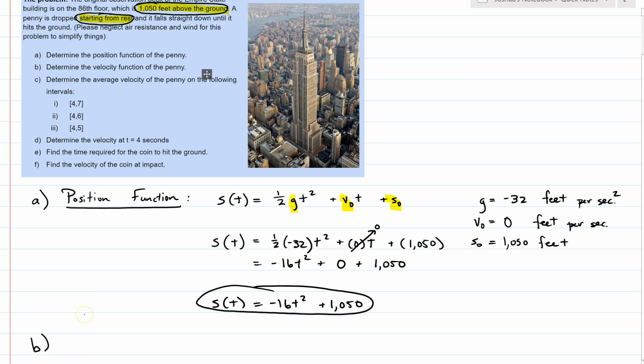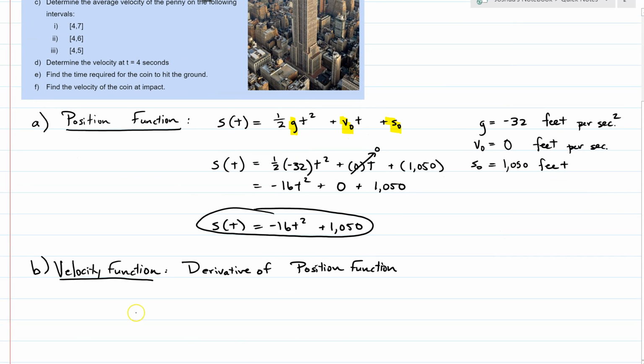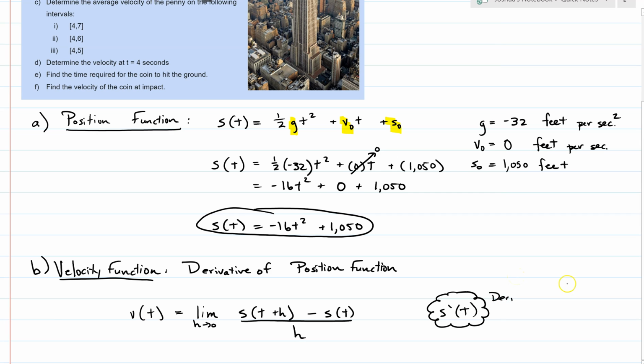Moving on to B. B, we are to determine the velocity function. And a reminder from class, this is just equal to the derivative of the position function. So what we do is we write our velocity function, v of t, takes in time t as an input, and this is equal to limit as h goes to 0 of s of t plus h minus s of t all over h. And another way to think about it again with notation, this is s prime of t, the derivative of the position function. I already wrote that.